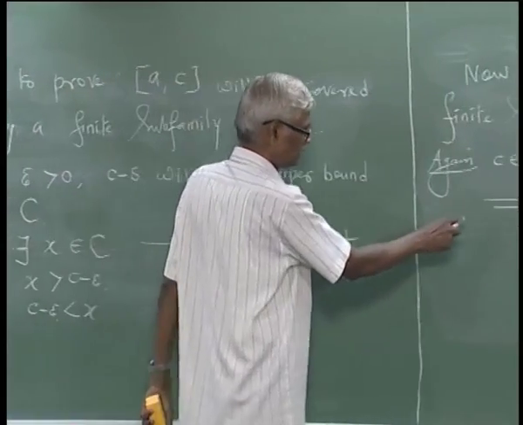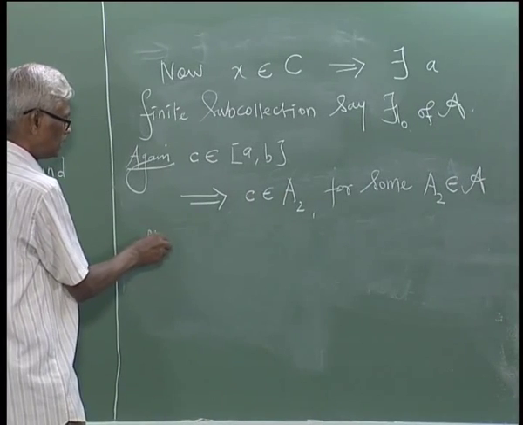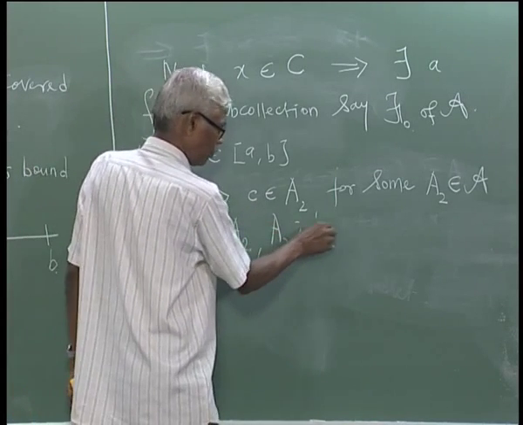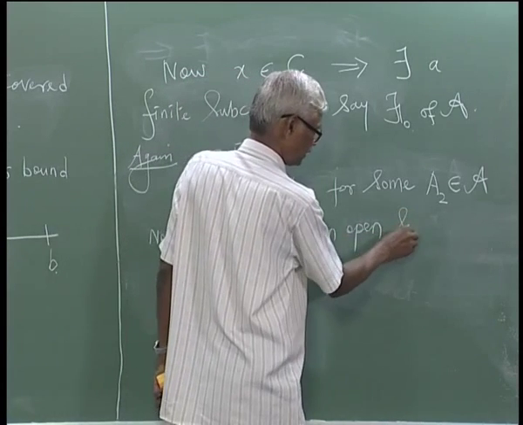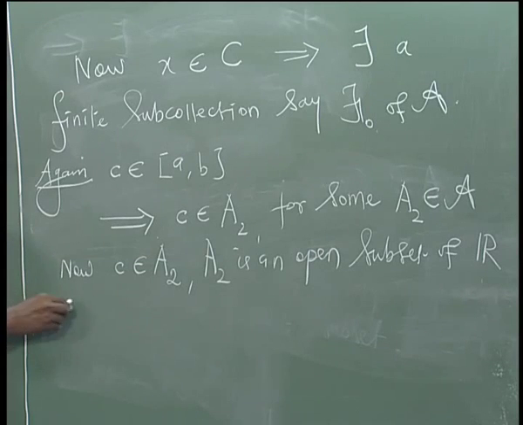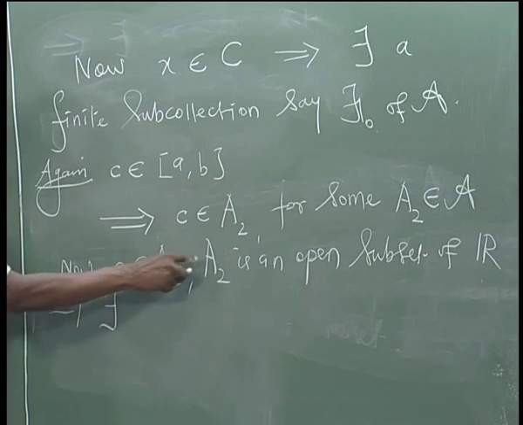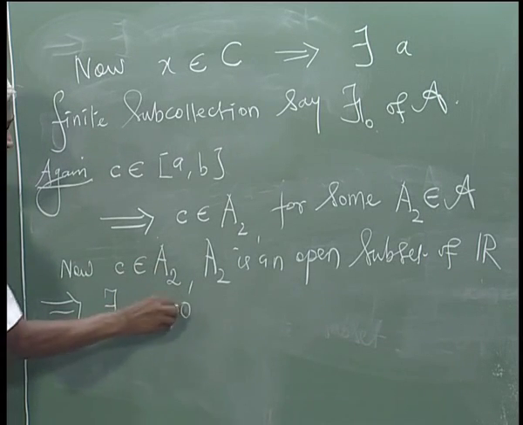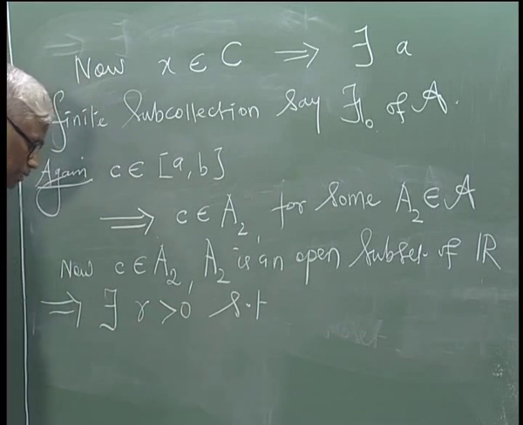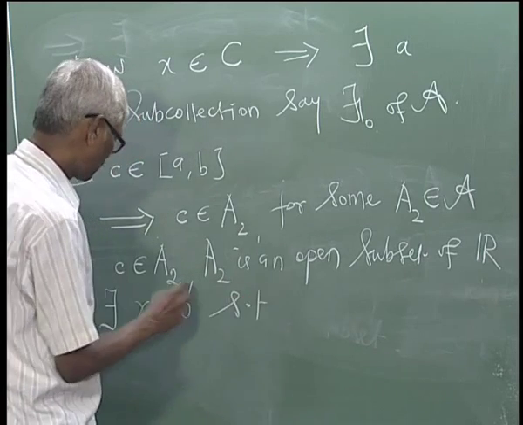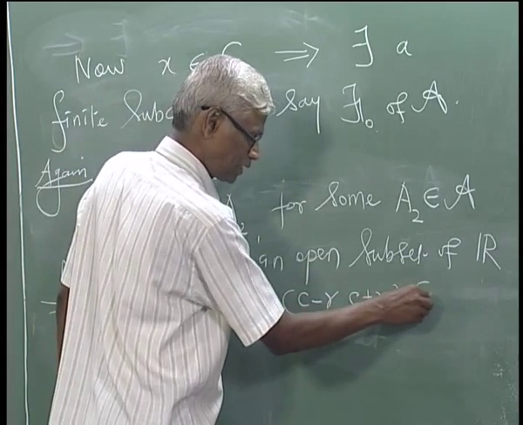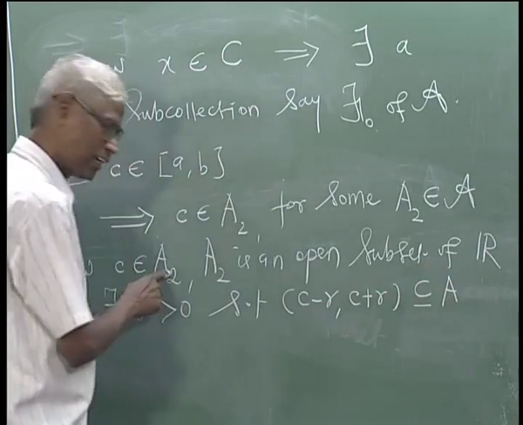That will imply c belongs to A2, an open subset of capital R, which implies there exists again some r greater than 0 such that the open interval c minus r to c plus r is completely contained in this A2, correct? A2.